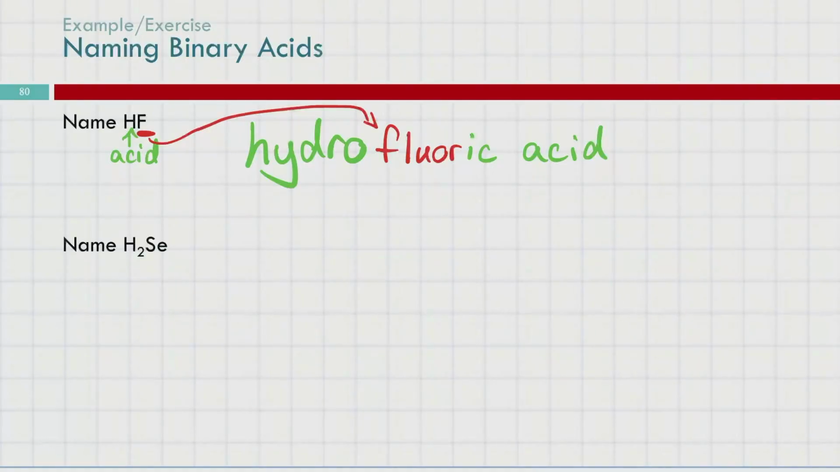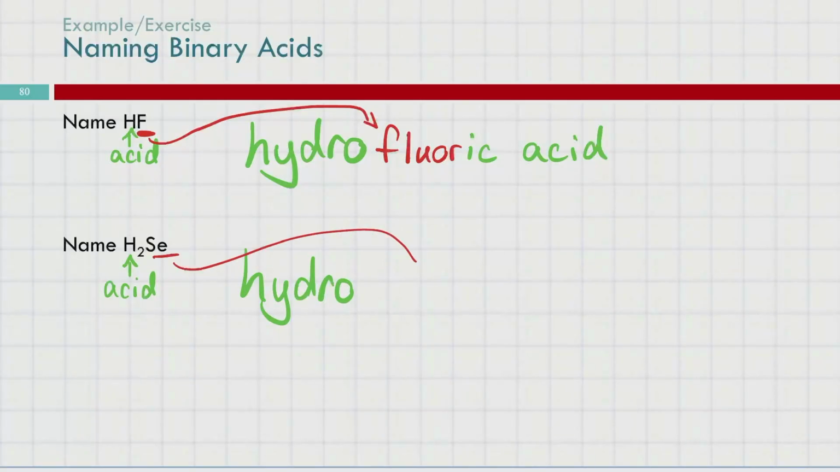We also have H2Se. H2Se is also a binary acid. We only have two elements: hydrogen and selenium. The H in front, again, indicates that we have an acid. So we're going to use our starting prefix, hydro, since we have a binary acid. Se is selenium, so the base for that is selen, and we change the ending to ic acid: hydroselenic acid.